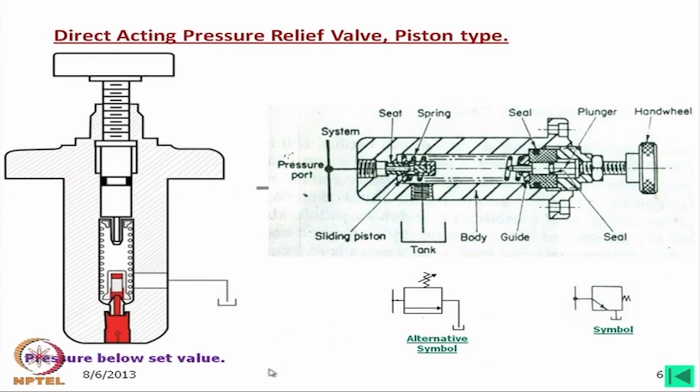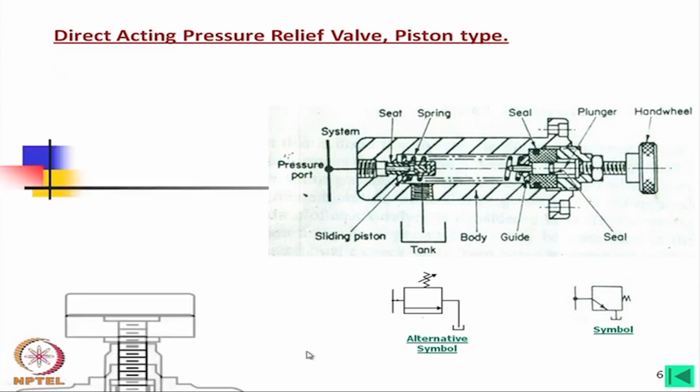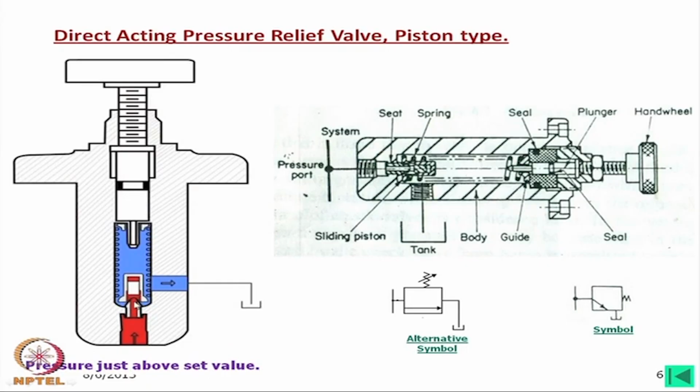Now, if I look into this colored figure, when the pressure is below the set value, as you can see, this is the piston type and this is another orifice. This orifice is put here, okay, and then this is the piston. When there is a rise in pressure, it will open and oil will flow through this and go to the tank.